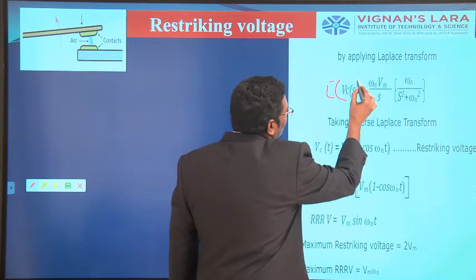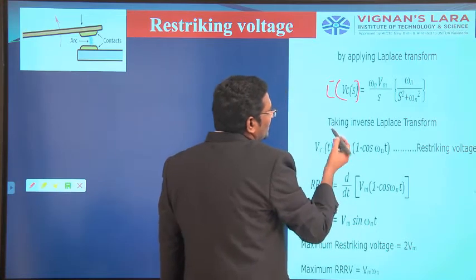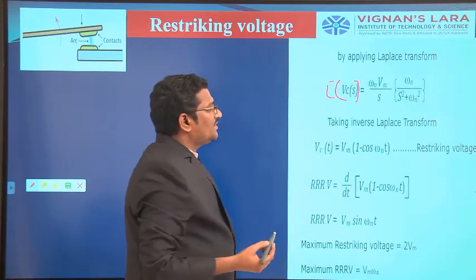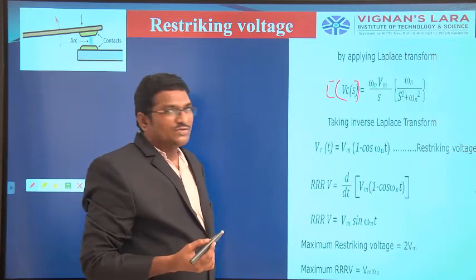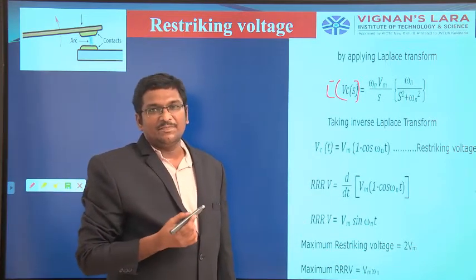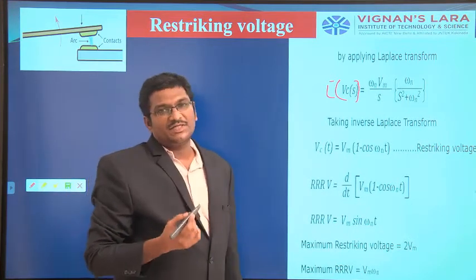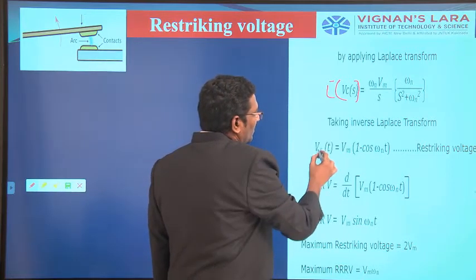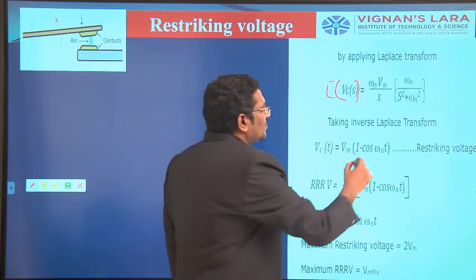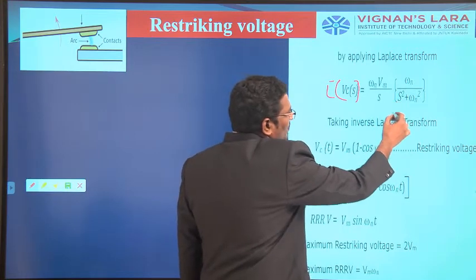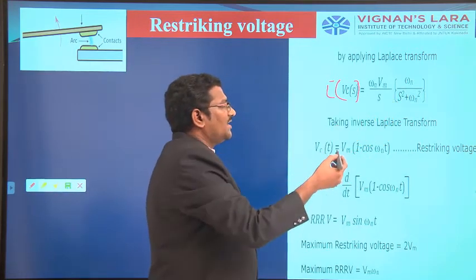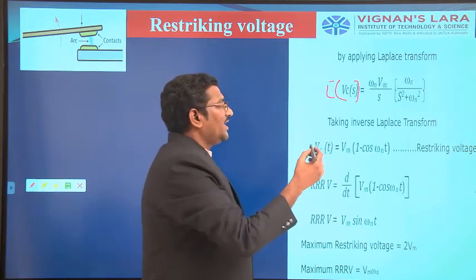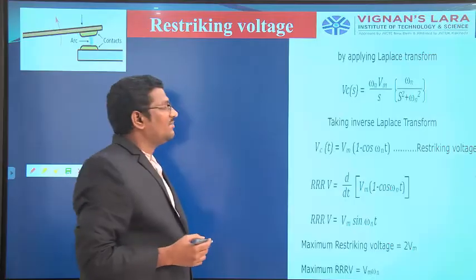the inverse Laplace transform of Vc of S is Vc of t. We are converting from the S domain to the time domain. We are using the S domain to reduce the calculation burden, but finally we need the equation in the time domain. So we apply the inverse Laplace transform to get Vc of t. If you solve this using the partial fraction method, you are going to get the A value and B value.